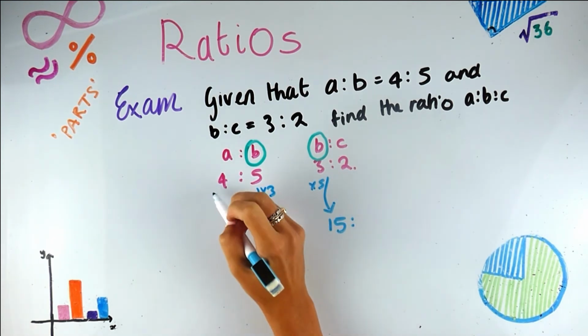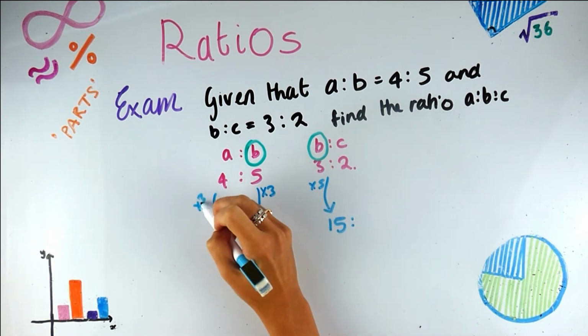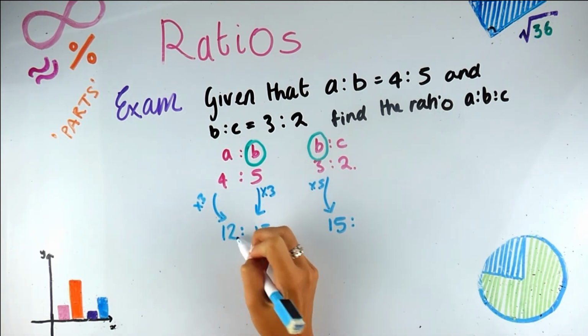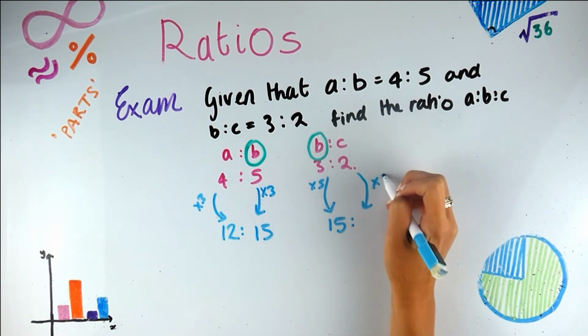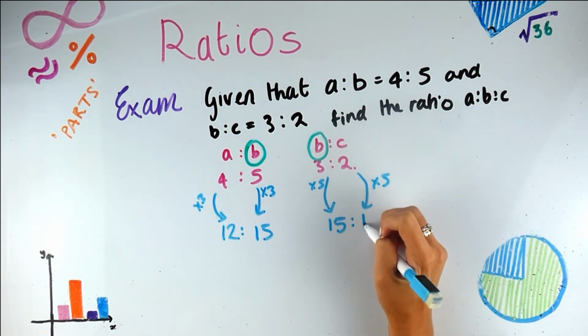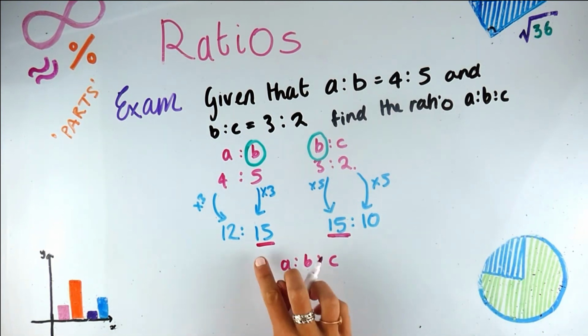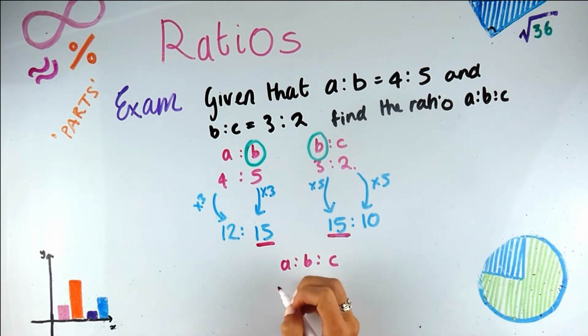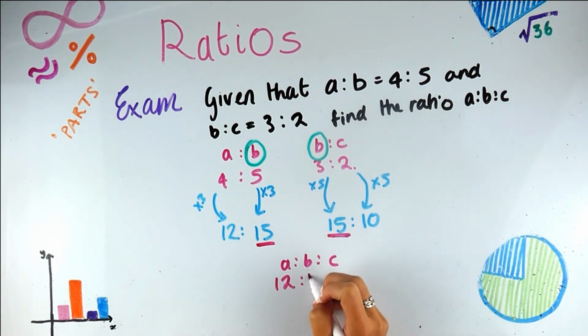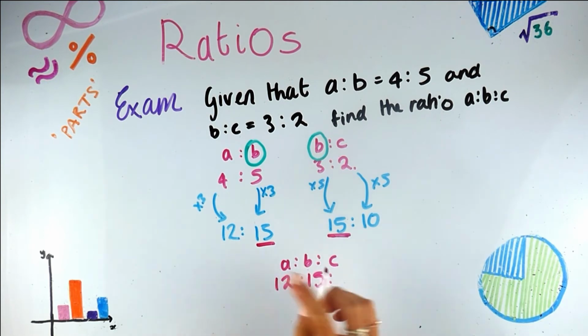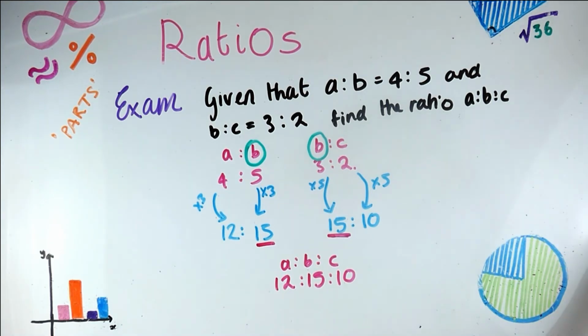If I've done it that side, I have to do the same over this side. So 4 multiplied by 3 is 12, and 2 multiplied by, and this side we're doing 5, remember, is 10. So now I have these two ratios, and as we can see, these are the same value, and they're both B. So writing it A, B, C, we can just write these numbers down there because the B is the same. So B is now 15, and now we can compare A and C. So there we go. We're going to do one more final exam question.